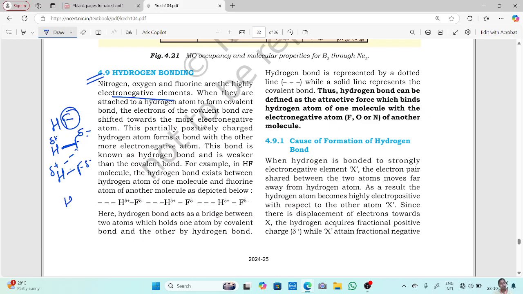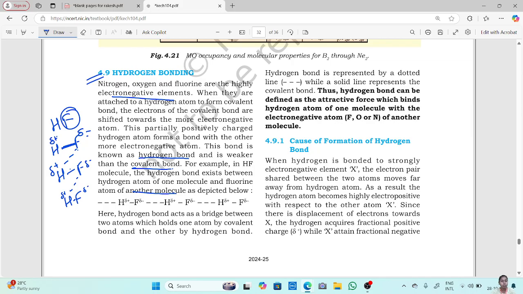Again, if I have one more HF, with partially positive and partially negative, this hydrogen will again form a bond with this. Now these new dotted bonds which are formed are known as hydrogen bonds, and the hydrogen bond is weaker than the covalent bond. For example, in HF, the hydrogen bond exists between the hydrogen atom of one molecule and the fluorine atom of another molecule. It is not within the same molecule, it is between different molecules.